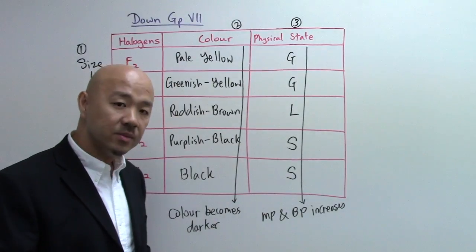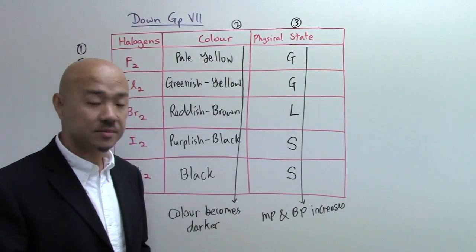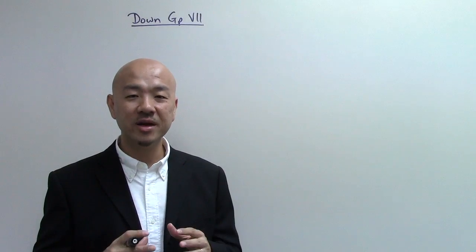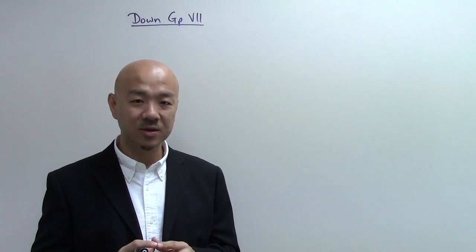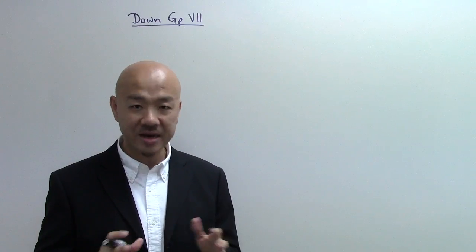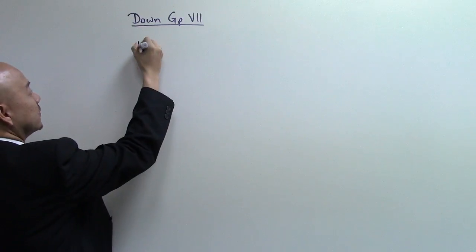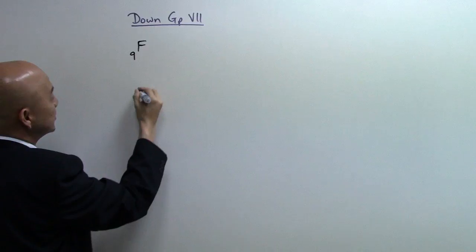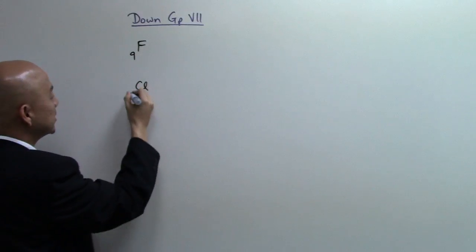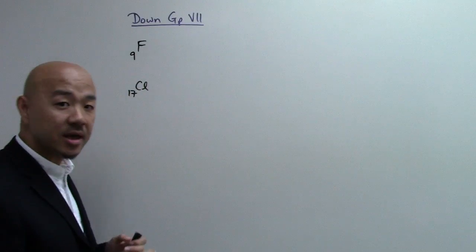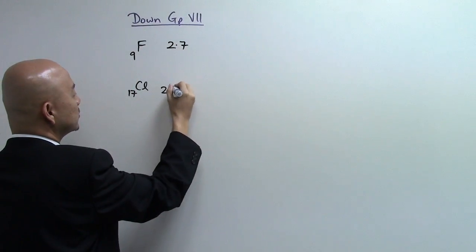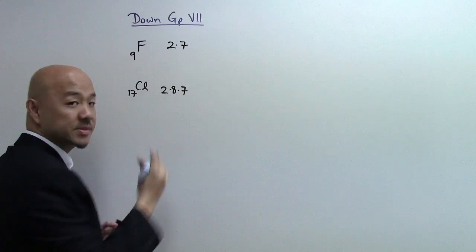The fourth trend will be on the reactivity. Let us now take a look at the fourth trend of your group 7 halogens, and this will be on the reactivity. We're going to choose 2 examples right at the top. Fluorine, atomic number is 9. Chlorine, atomic number is 17. So the electronic configuration will be 2.7 and 2.8.7 respectively.